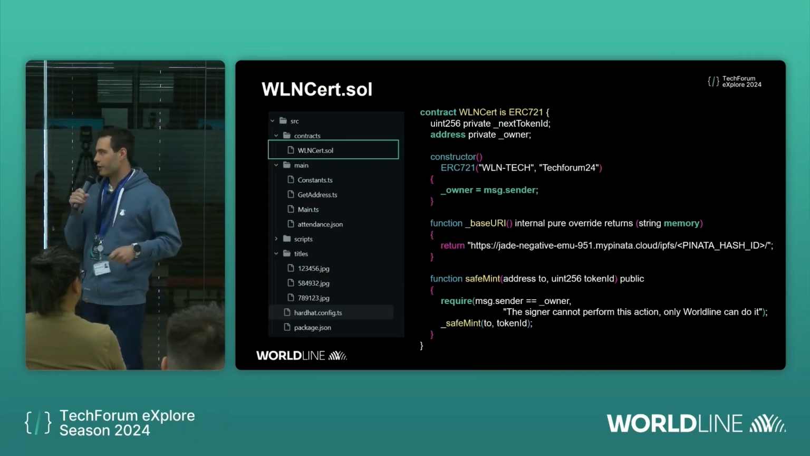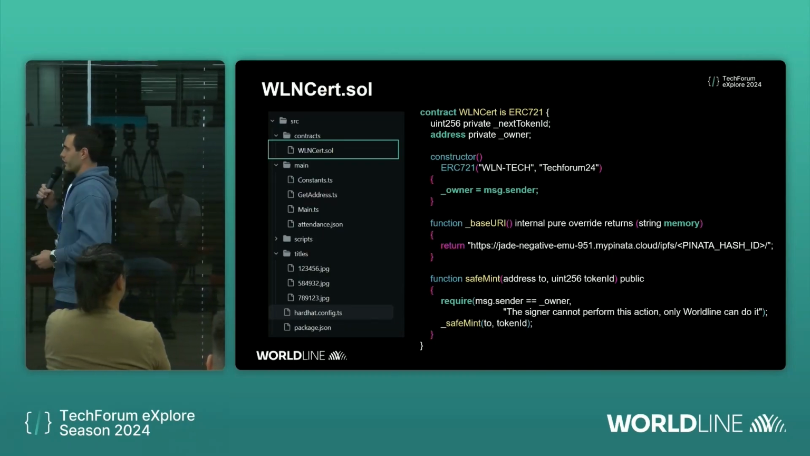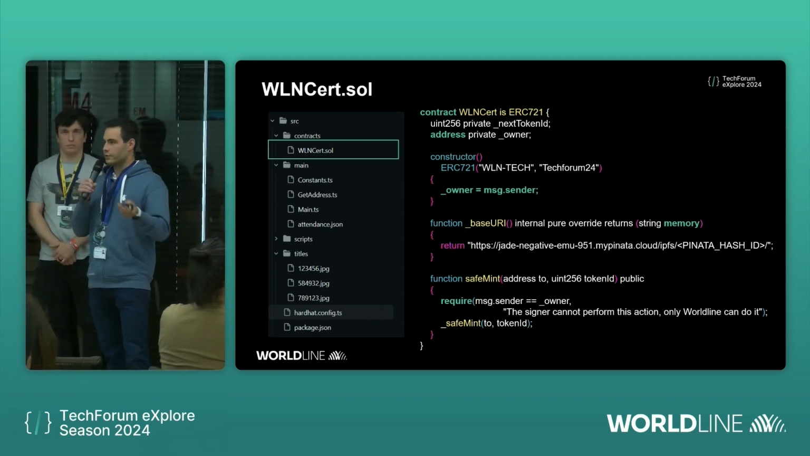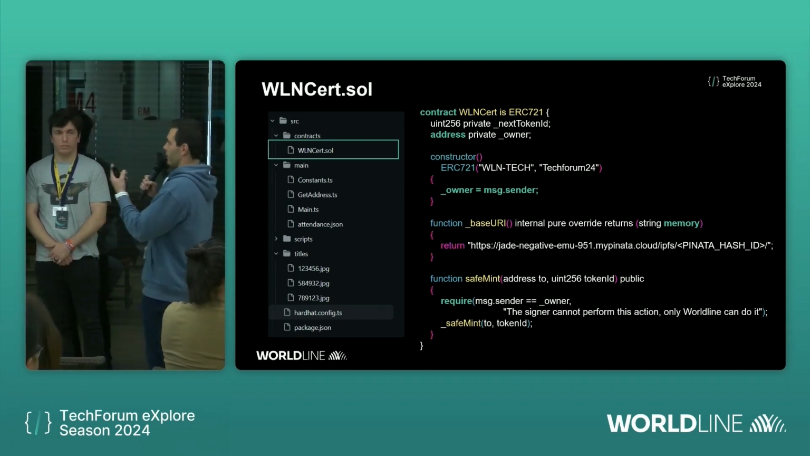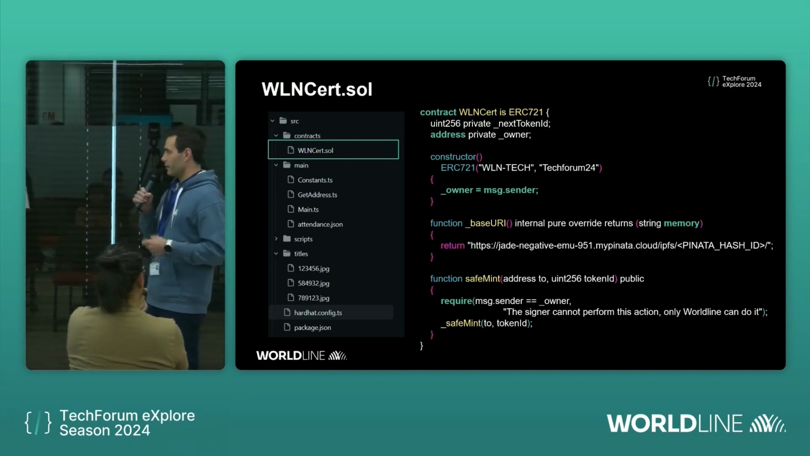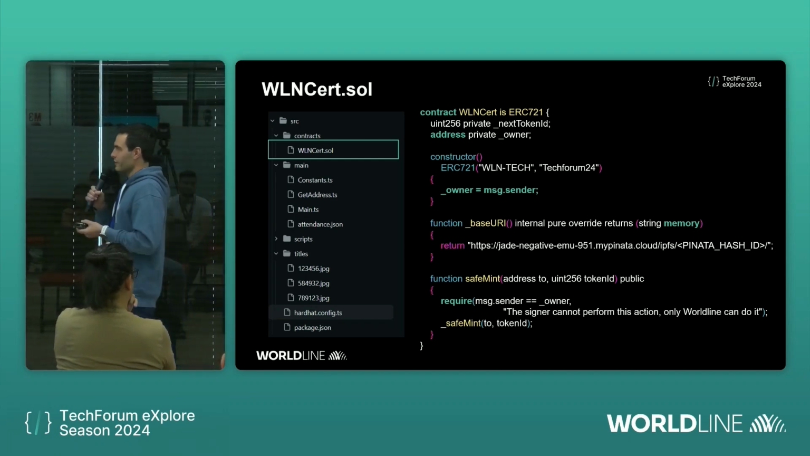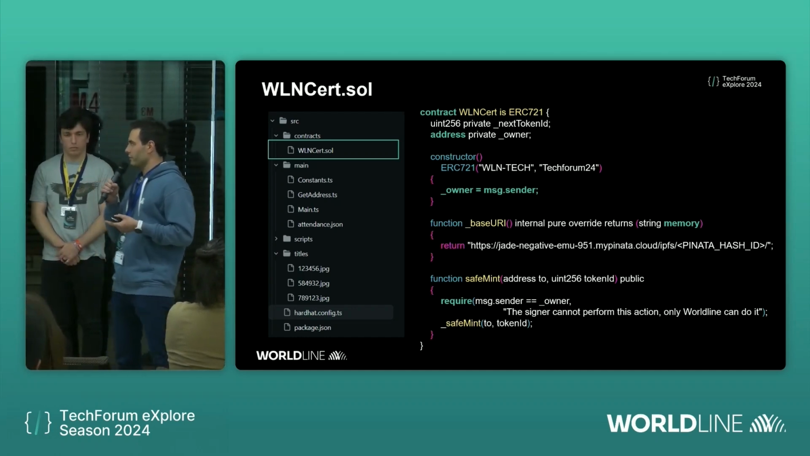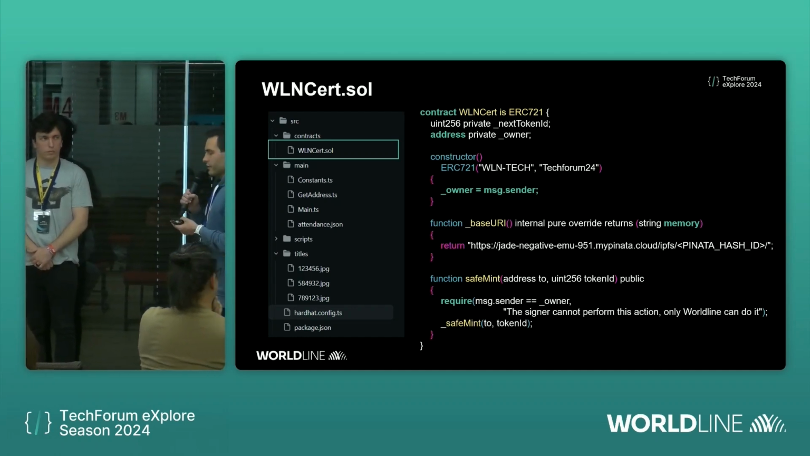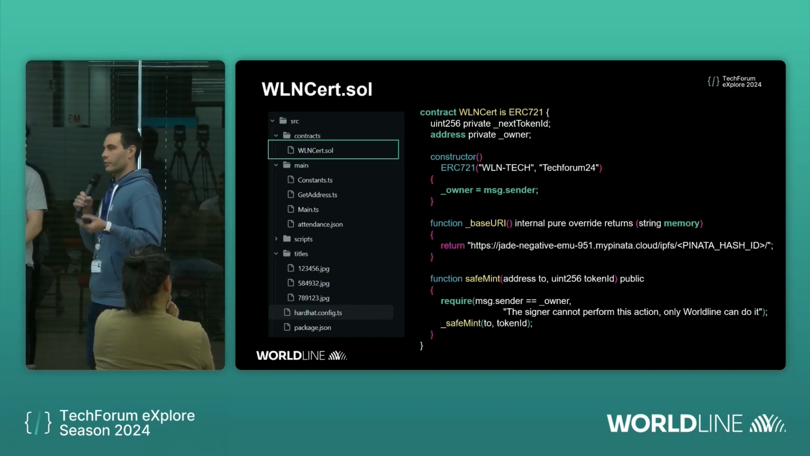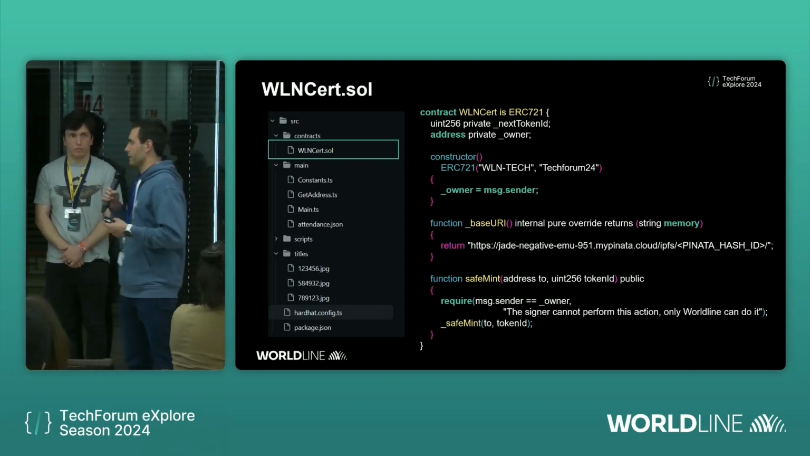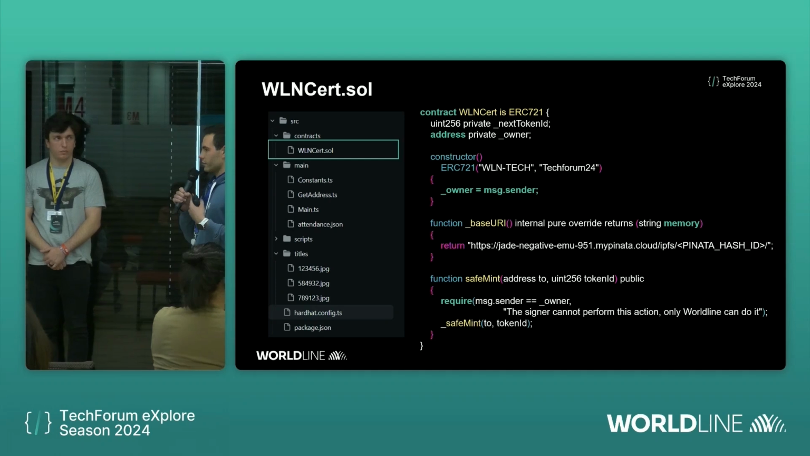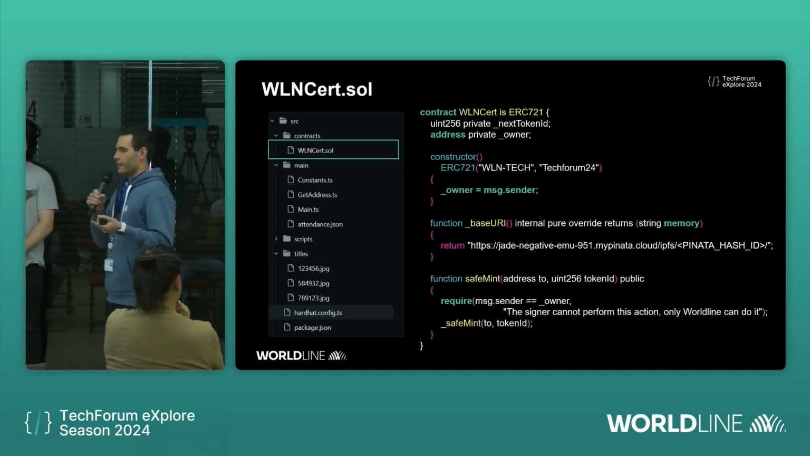Okay, and now I'm going to show you the certificate contract that I've written for this presentation. The contract is the first word that we see. We are defining a contract. Then follows the name of the contract, Worldline third. And we are telling the contract which standard we want to use, in this case, the NFT standard. Then we have other important words, for example, the variable type address.